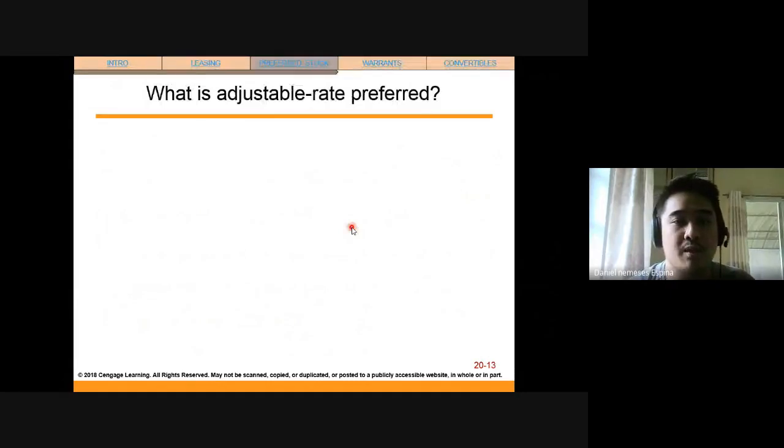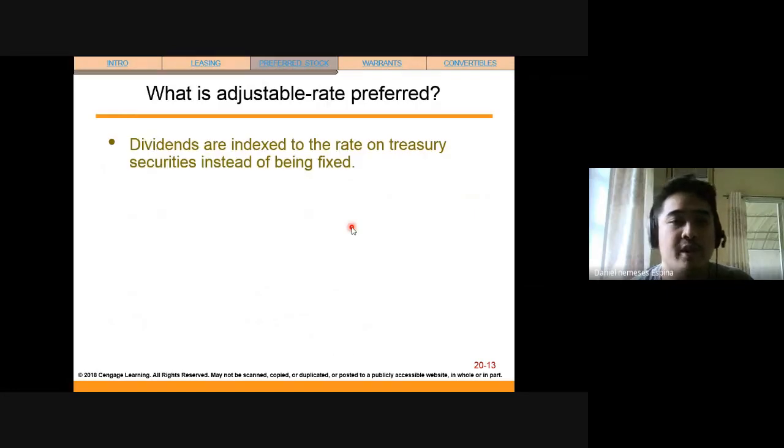So what is the adjustable rate preferred? So there are dividends that are patterned or mirrored to the rate of treasury securities. So it could be treasury bills, treasury notes, or treasury bonds. So these are mirrored to whatever rate is being offered by the government on those securities. So they will follow those rates.